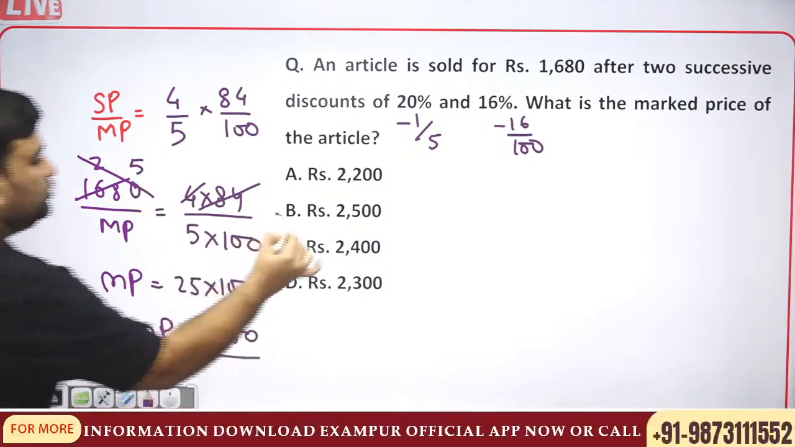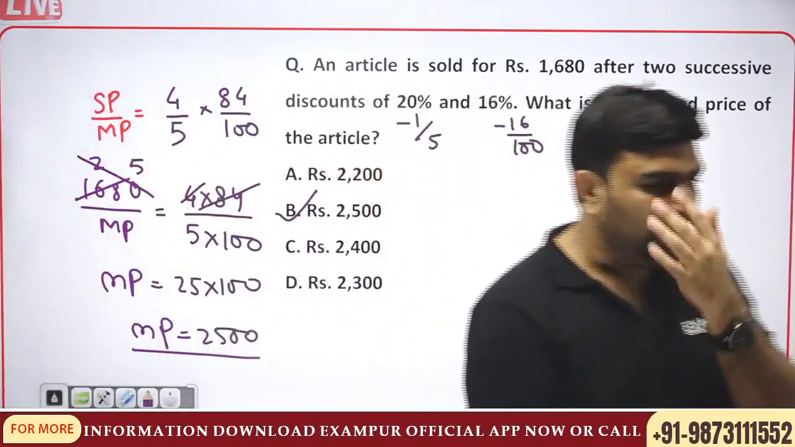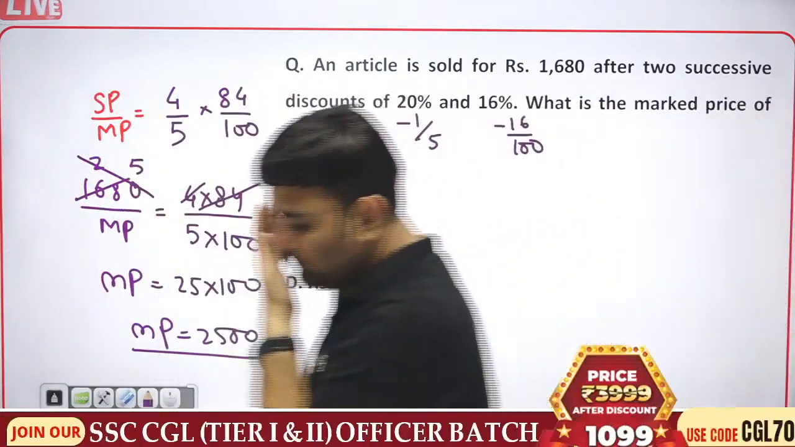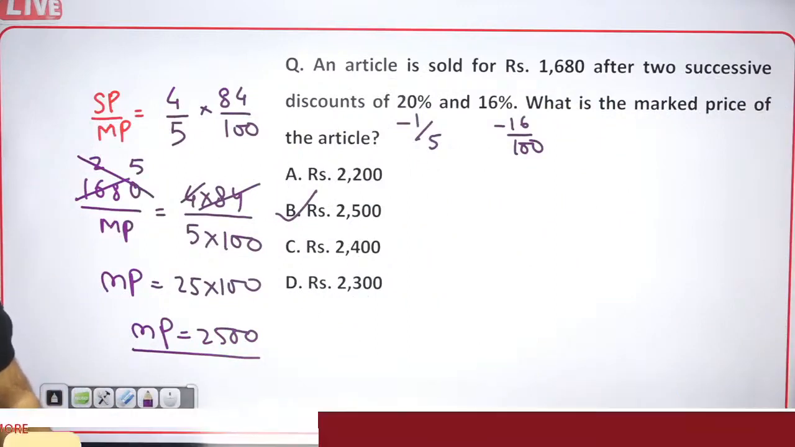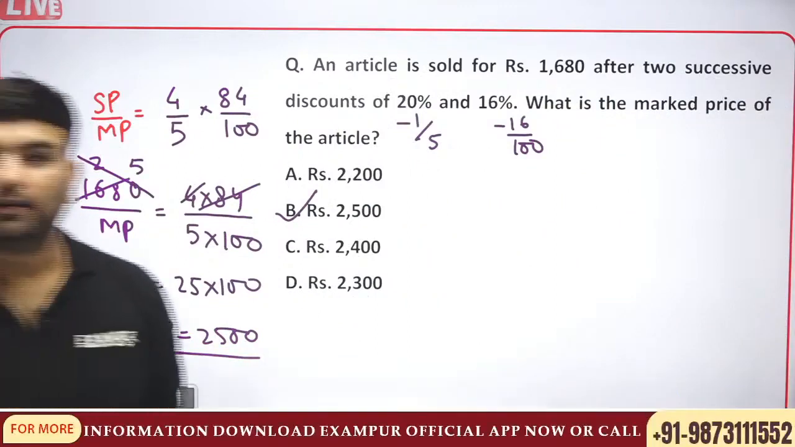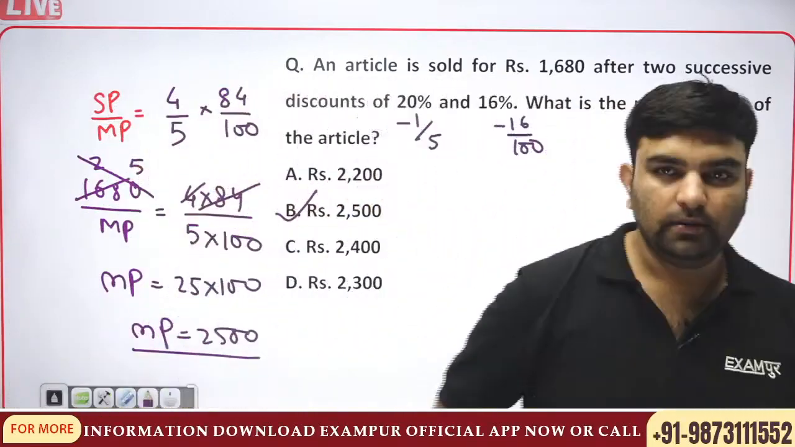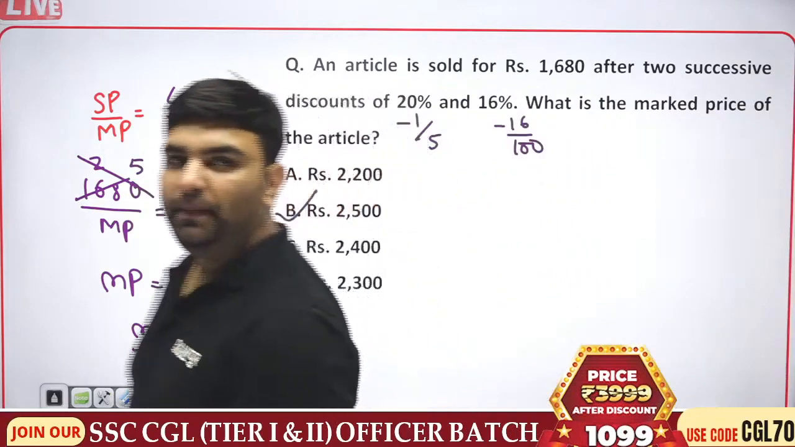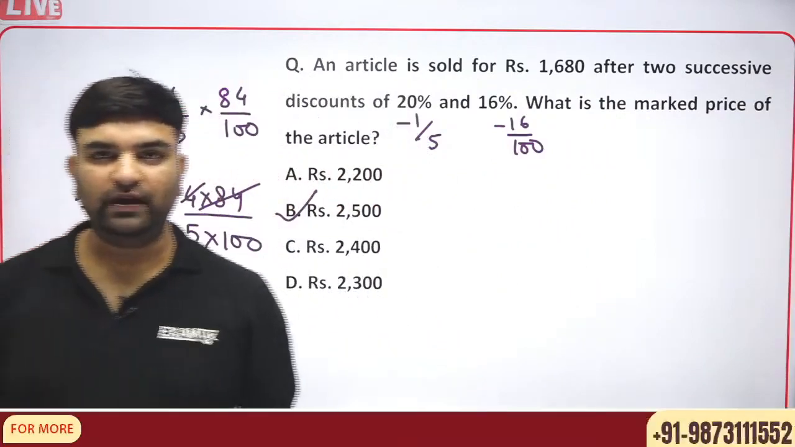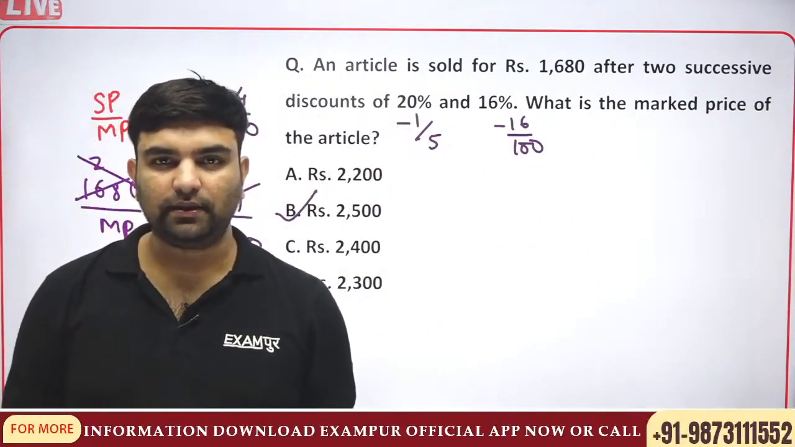Any doubts, please do ask. Clear? Got the method? Pretty clear. Each and everything very, very clear. 2500 is the answer.